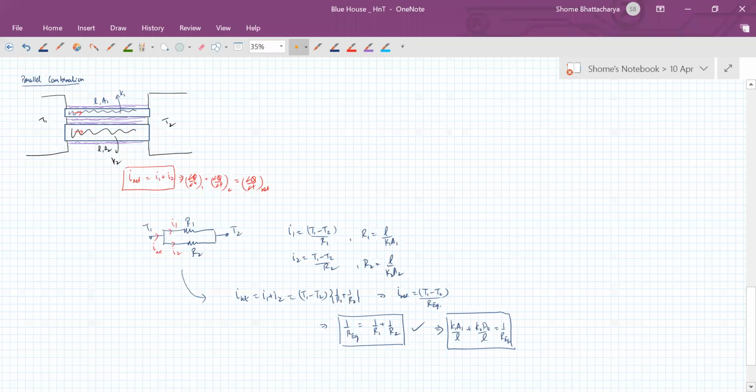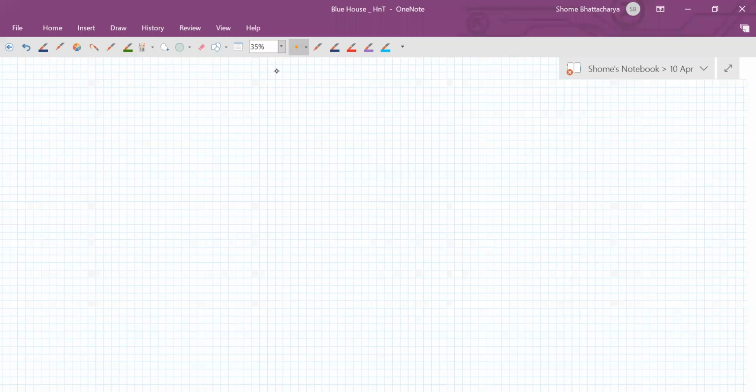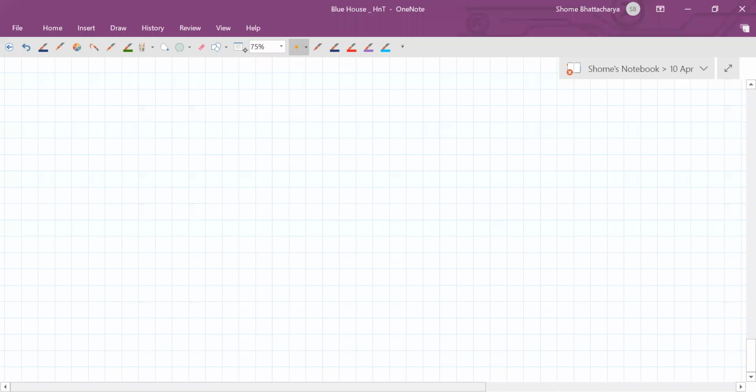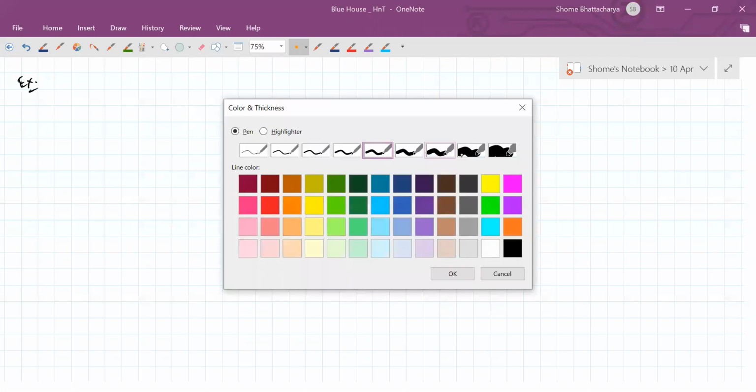Okay, so next up, let's look at an example with the application of this concept. So this is a very common type of example at the heat conduction level. So for example, we have a situation like this.